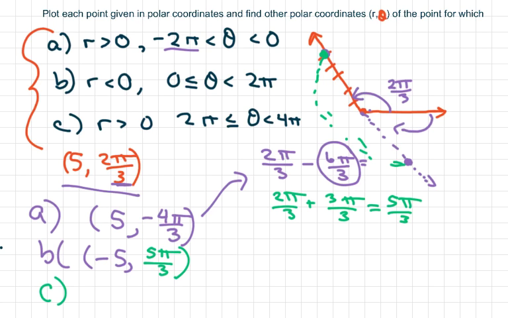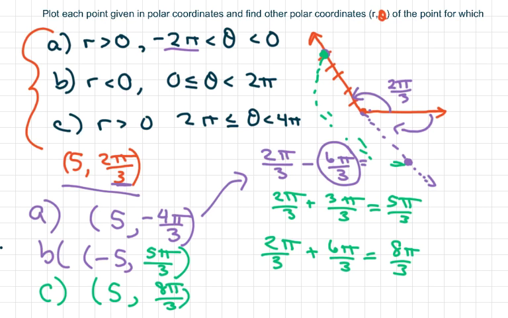And C, we want our r to be positive, so we're back to 5. But we want it to be another rotation around. So basically, what we're going to do is take 2π/3 and add 2π, which is 6π/3. And that gives you 8π/3. In this case, all we did is go around twice to get there.